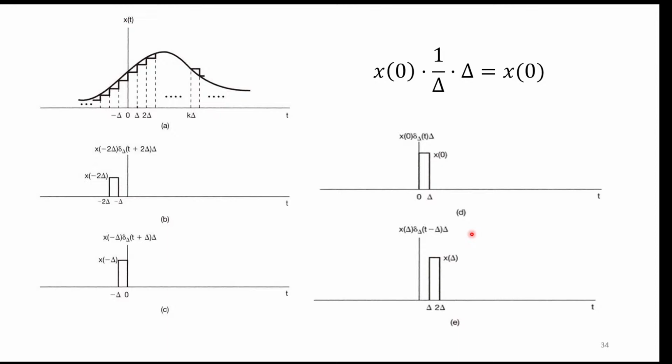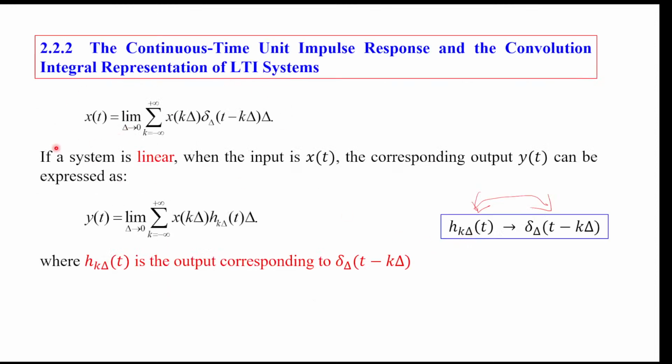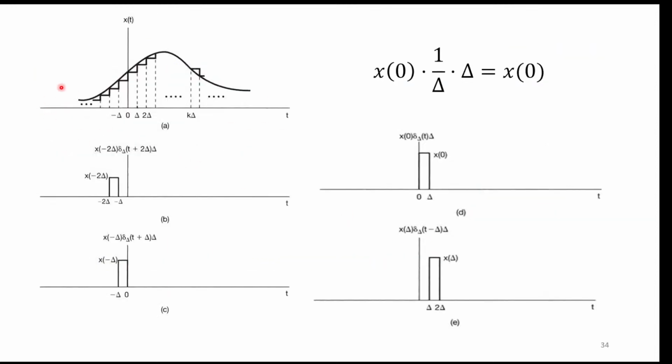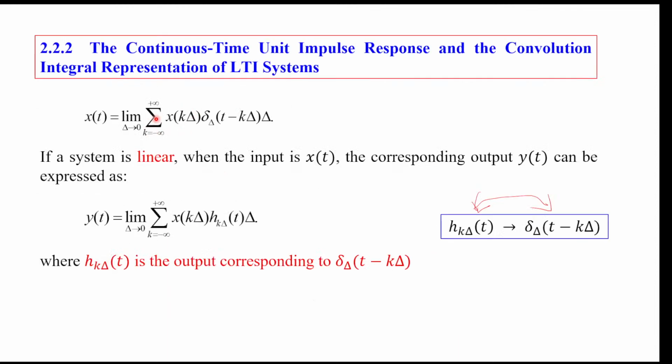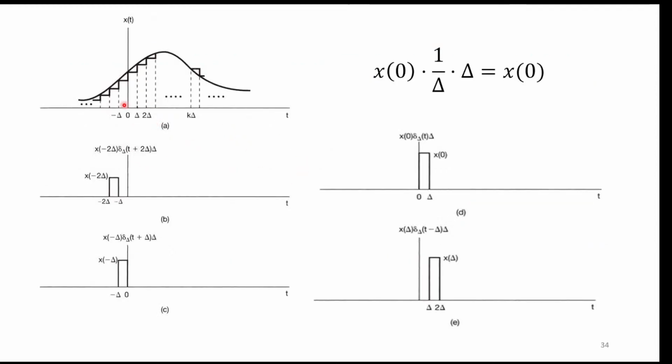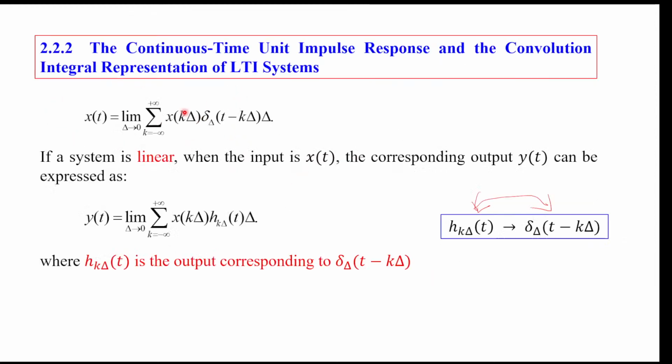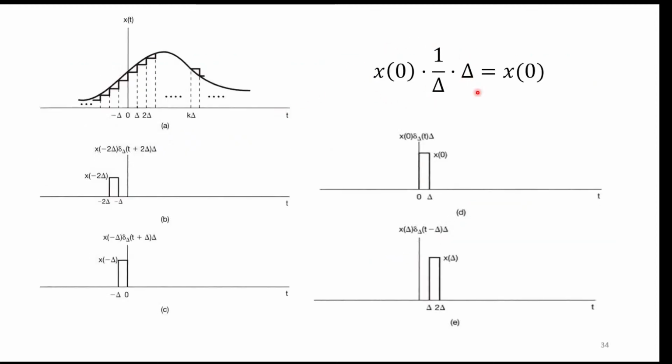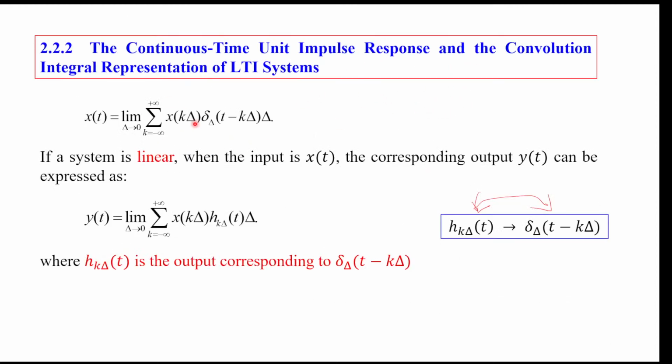And so if you sum over everything, then we have x of t approximated by those staircases, which is just a summation over different shifts, so different numbers of steps here. So x of k delta times the delta sub-delta function, time shifted to k delta, and times the extra width delta here. So it's just this equation, time shifted to different k delta.